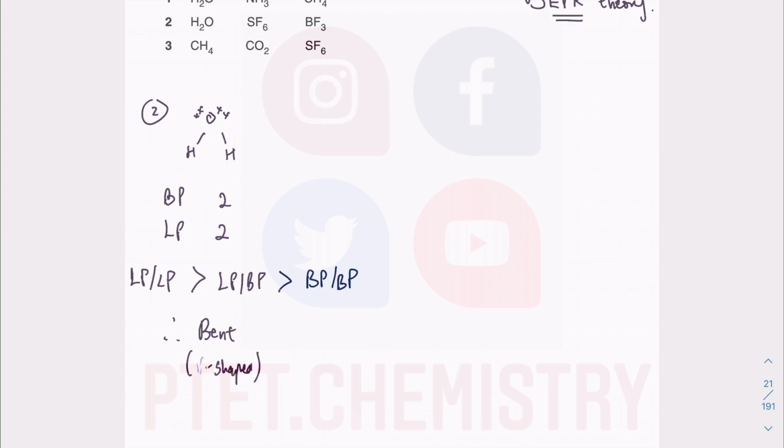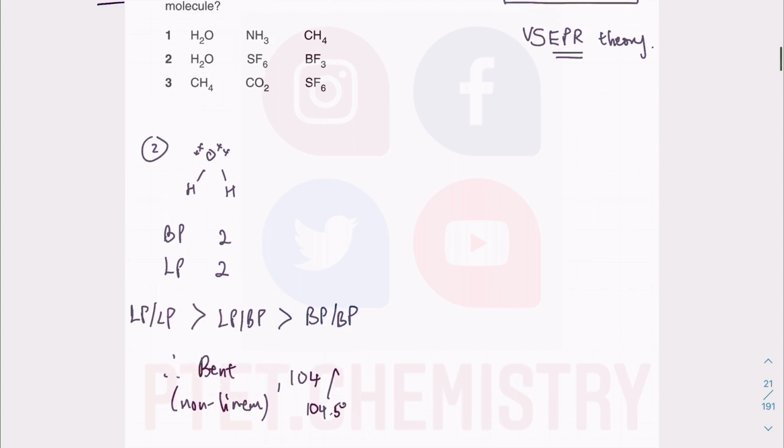Okay, so therefore it is bent, or some books or some teachers have called this V-shape. Sorry, not V-shape, they call it non-linear. But I personally prefer bent. This is the 104, or you can call it 104.5 degrees. That is the bond angle there, 104 or 104.5.